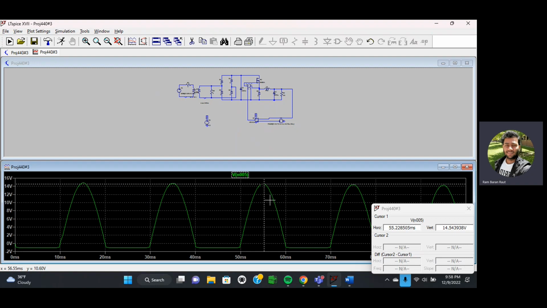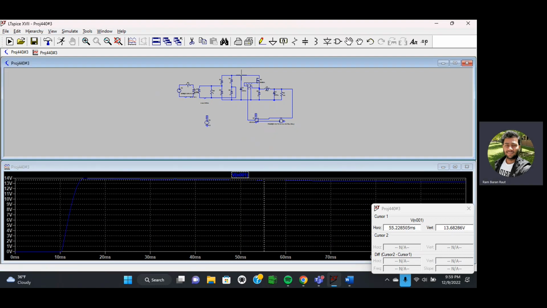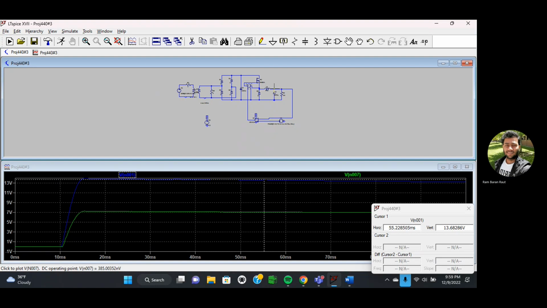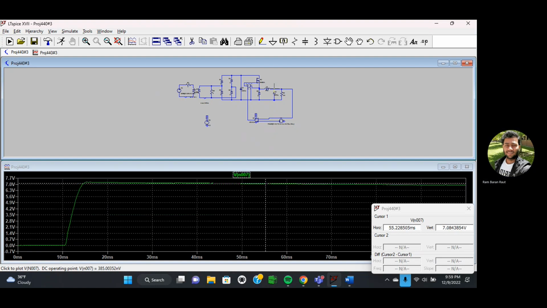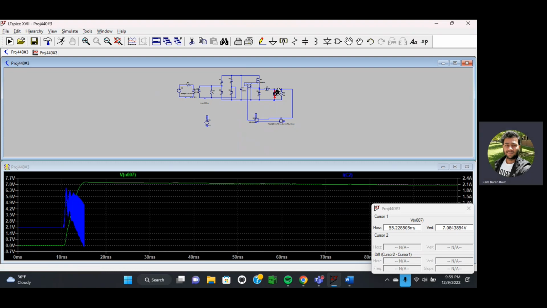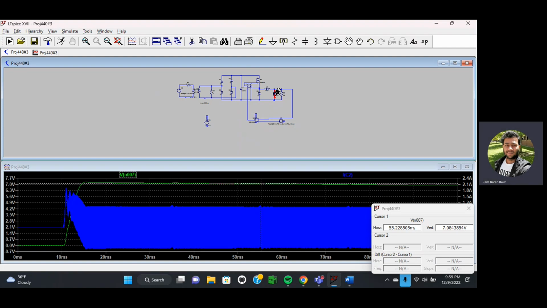So here we have the step down voltage, which is almost 14.54 volts. We can also check the rectified voltage, which is 13.68 volt. And the output voltage we have over here, we have 7.08 volt at output. We can measure the capacitor current, which will be like zero, like a ripple.